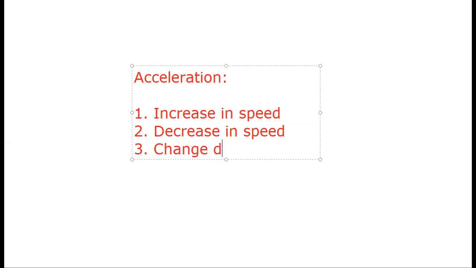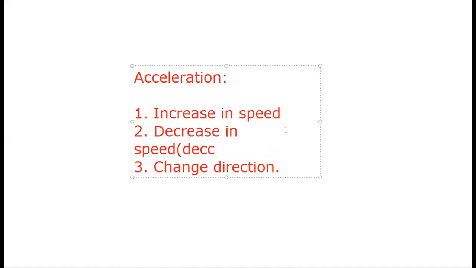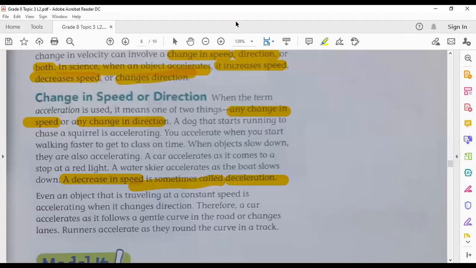By the way, math and science are related. We learned this in grade 7, but I think you forgot. Decrease in speed is called sometimes what? Deceleration. Okay? Understood? Deceleration with one C.